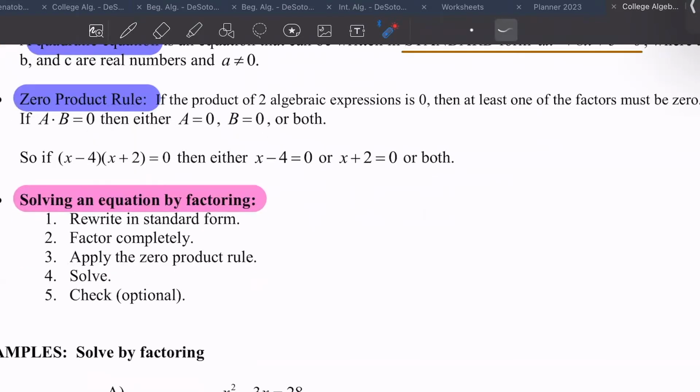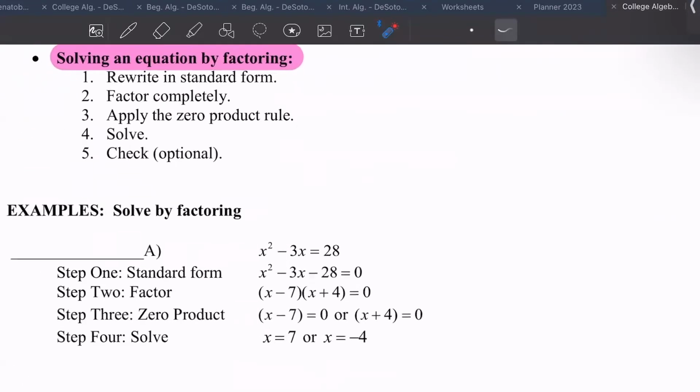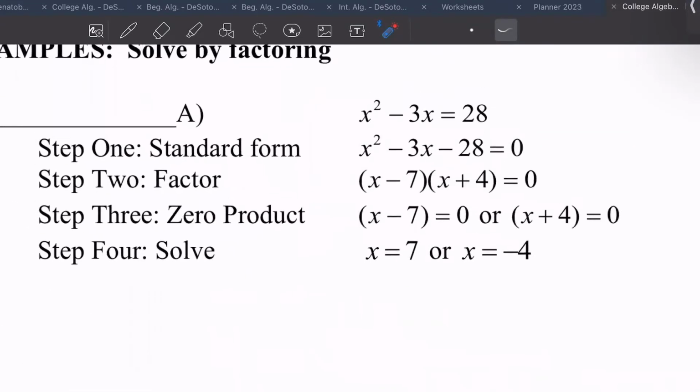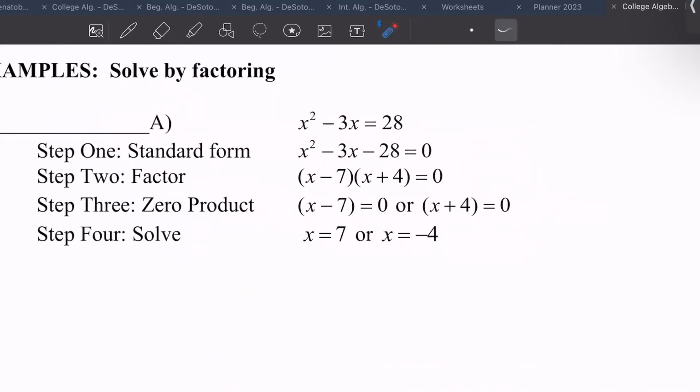Then you're going to apply the zero product rule. That means you're going to take each set of parentheses, put them equal to 0, and then solve. And you can always check to see if you're correct. Let's see what I mean by this. This one breaks down all the steps for us, which is nice.